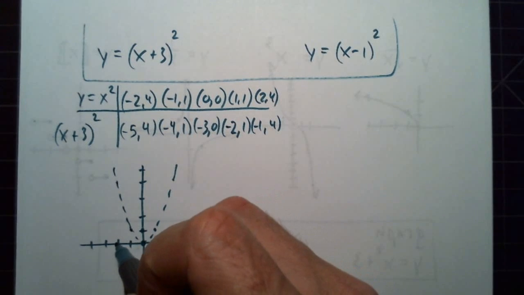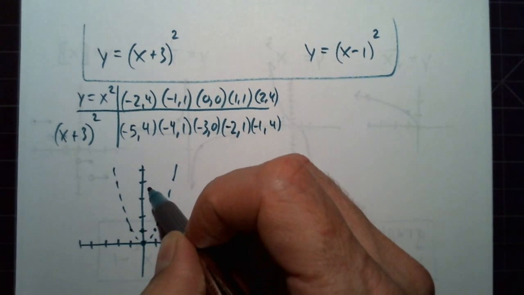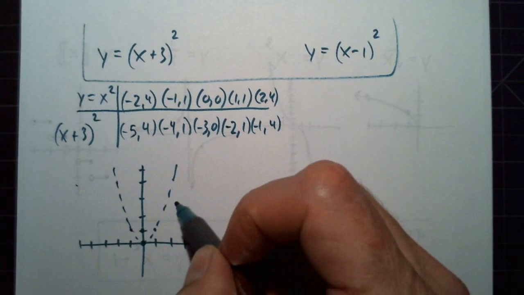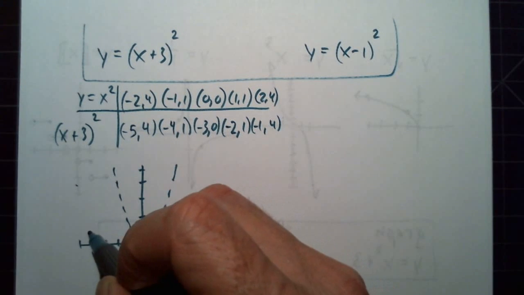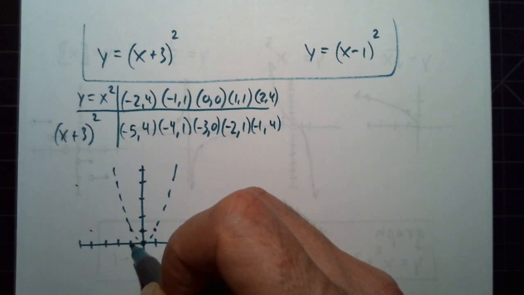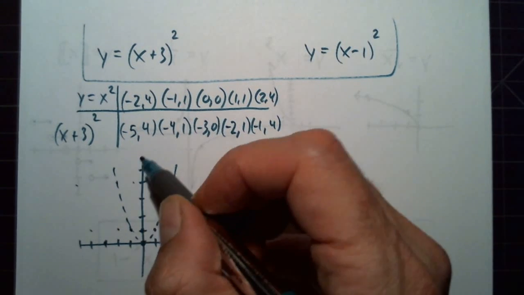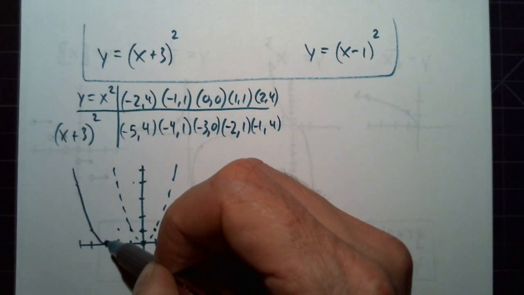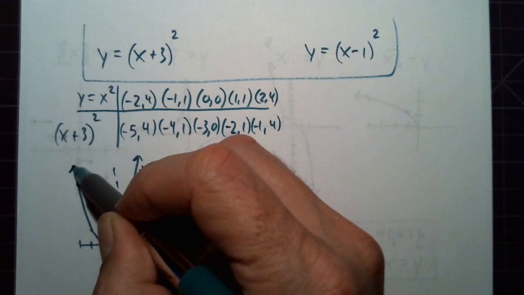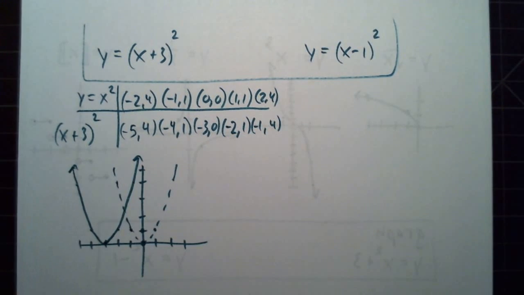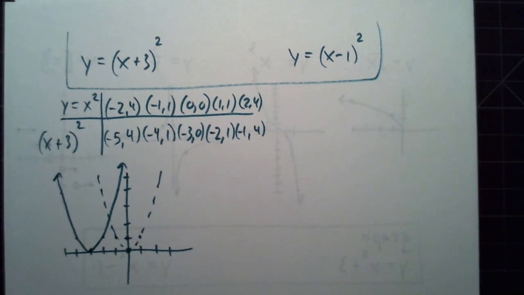So we go 1, 2, 3, 4, 5, up 4, negative 4, up 1, negative 3, up 0, and translated to the left. Pause the video and try the next one.